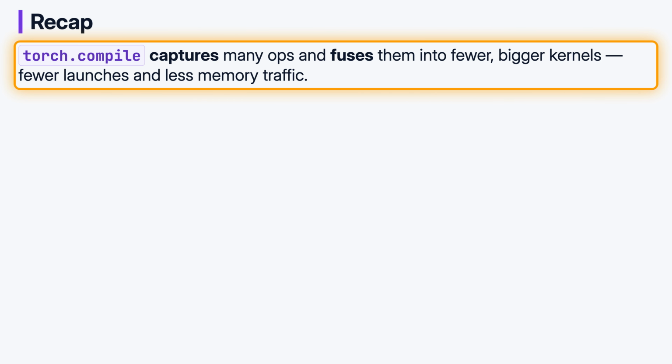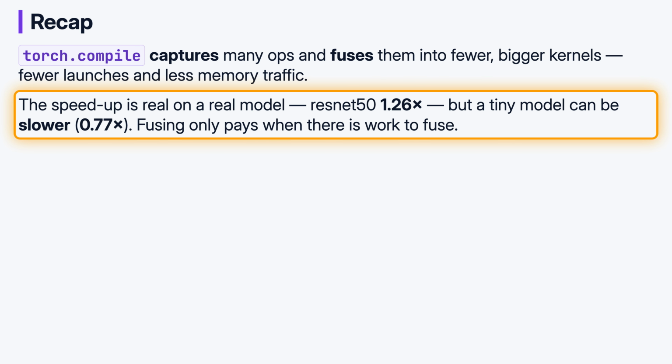Torch.compile captures many ops and fuses them into fewer, bigger kernels. That means fewer launches and less memory traffic. The speedup is real on a real model, ResNet 50, 1.26 times. But a tiny model can be slower, 0.77 times. Fusing only pays when there is work to fuse.